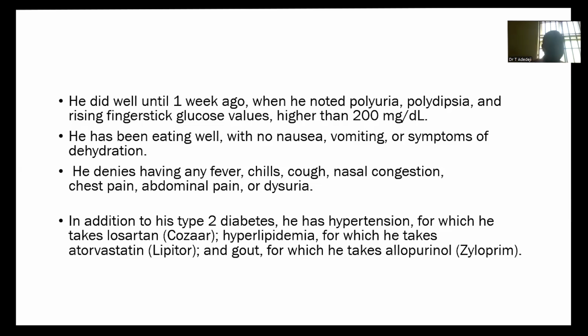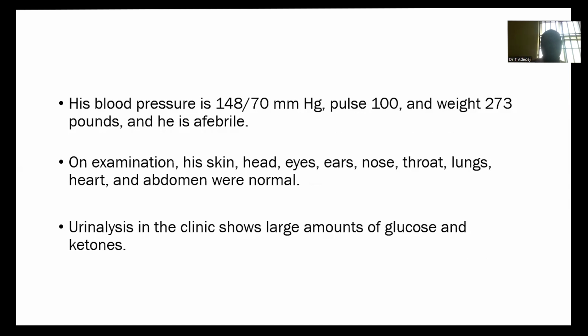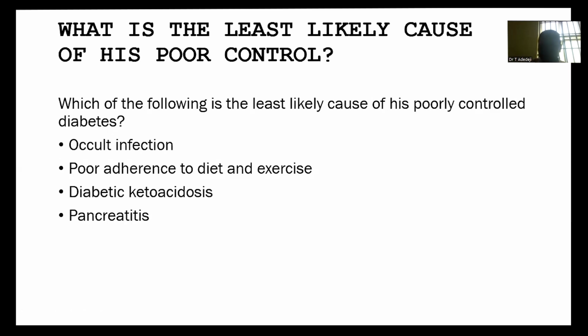His blood pressure at presentation was 148/70, pulse rate 100, and the weight, of course, was high, and he was afebrile. On examination, his skin, head, eyes, ears, nose, throat, lungs, heart, and abdomen were all normal. The urinalysis in the clinic shows a large amount of glucose and ketone bodies. This has to be well looked at, even though this patient was a type 2 diabetes mellitus patient with all the habitus of this. In this patient, we had the analysis showing a large amount of ketone and glucose.